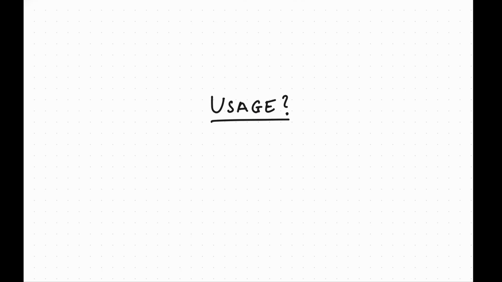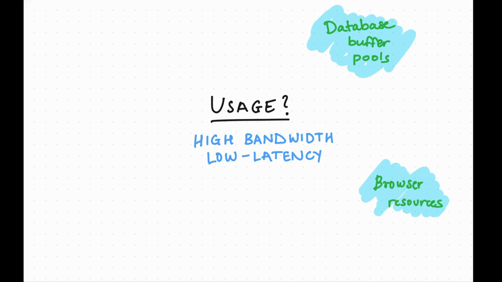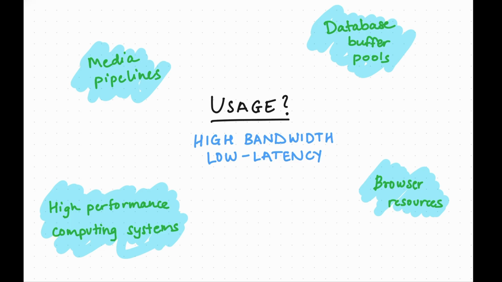Despite its complexity, shared memory is widely used in real systems because of its performance advantages. Databases rely on it for buffer pools. Browsers use it to share cache and resources between processes. Media pipelines use it to move large frames efficiently. And high performance computing systems depend on it for low latency communication. In these scenarios, shared memory often outperforms traditional IPC mechanisms by orders of magnitude, making it the preferred solution when bandwidth and latency matter most.